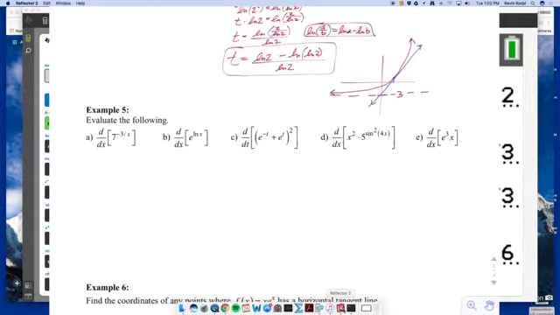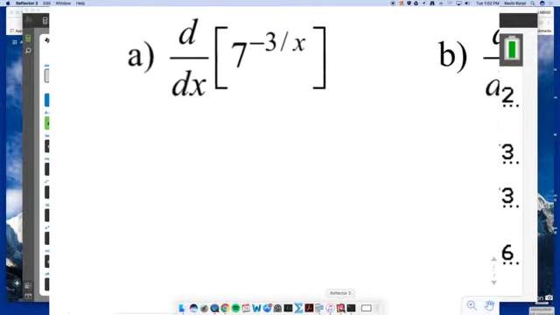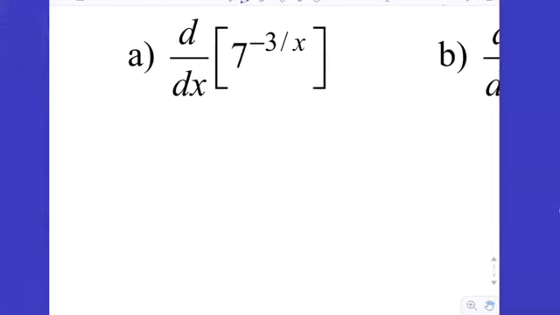Example 5. We have A, B, C, D, and E, and we're finding the derivatives. So what we're going to do is possibly rewrite so that we can take the derivative. Now, is this going to be the power rule? Let's find out. The answer to that is no. Because you have a numeric base and a variable exponent, that's an exponential factor. So it is going to be the exponential rule.